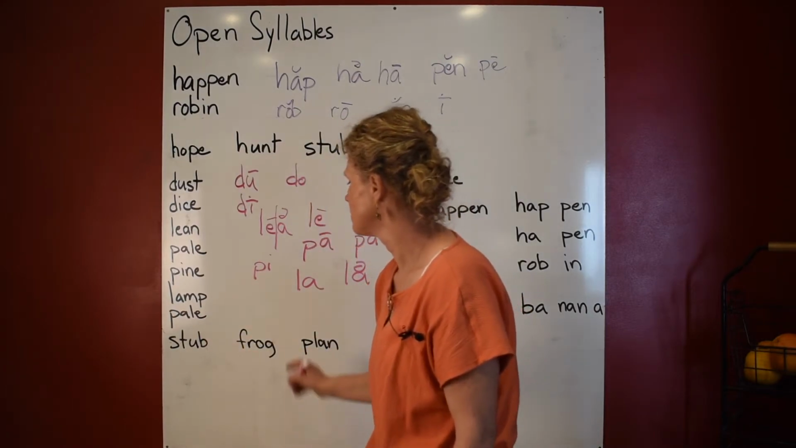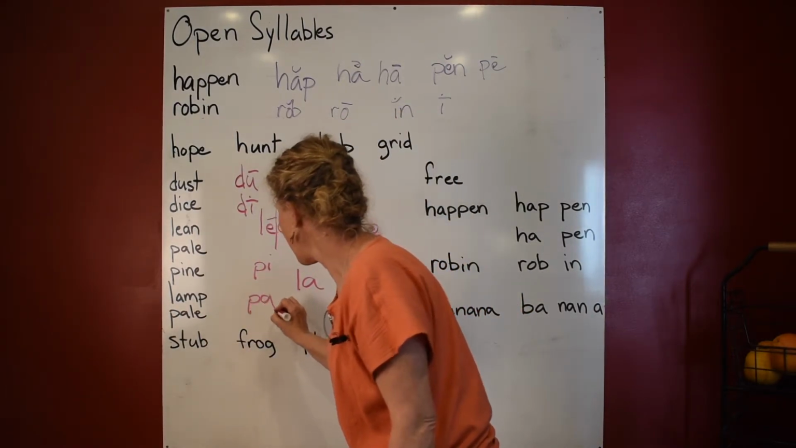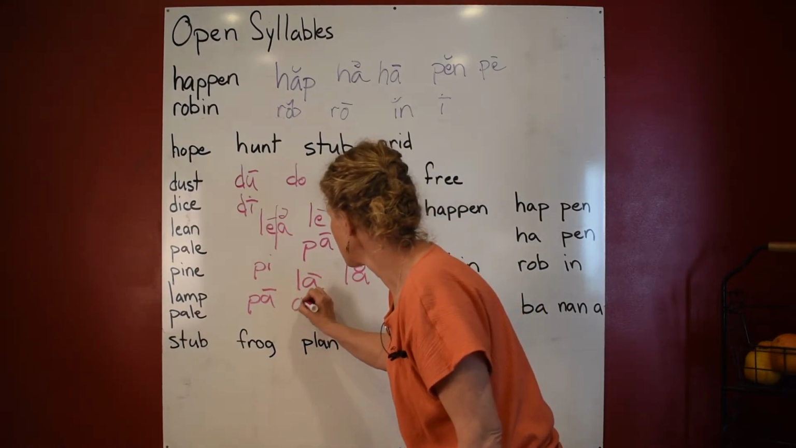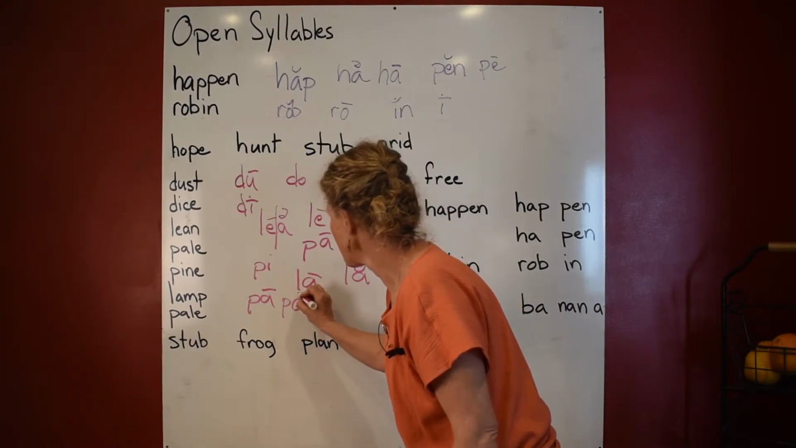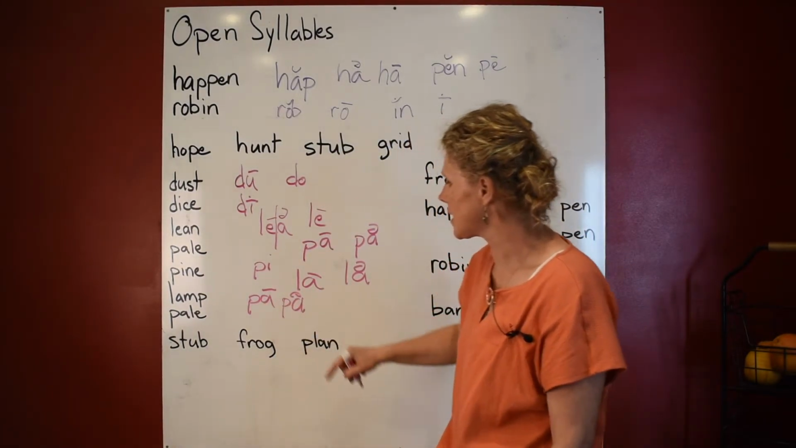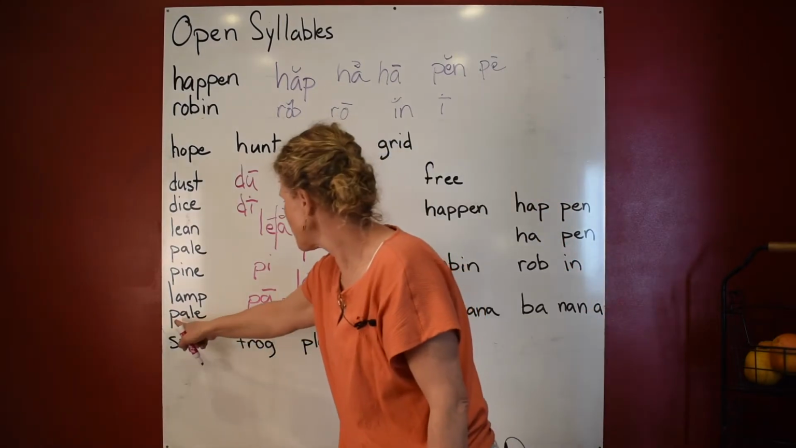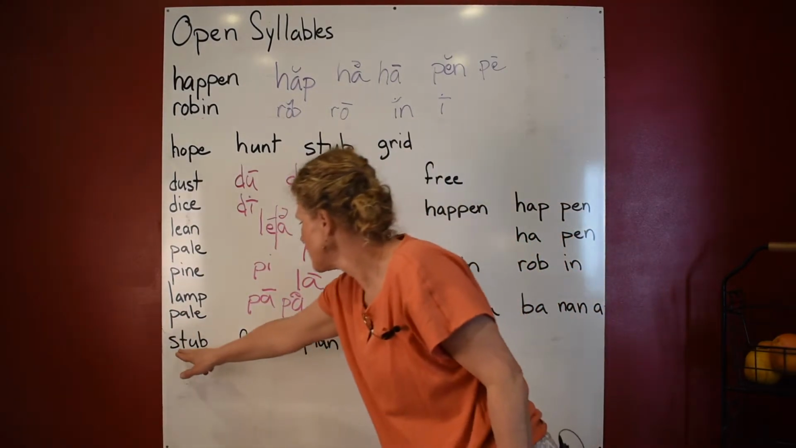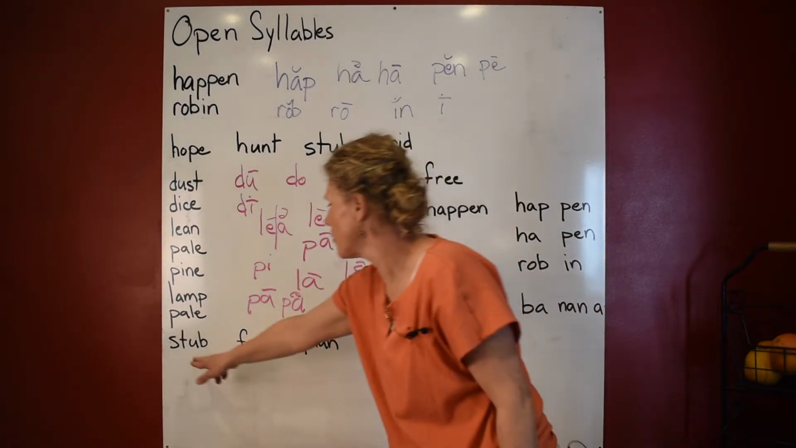Pale, pay, or, whoops, pa, whoops. Anyways, you get the basic idea, okay? So this says pale, silent E. So these are all closed syllables.